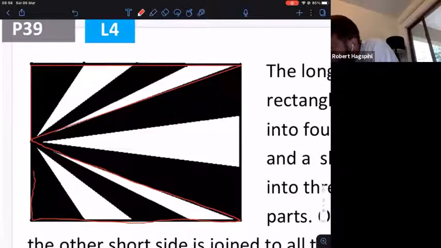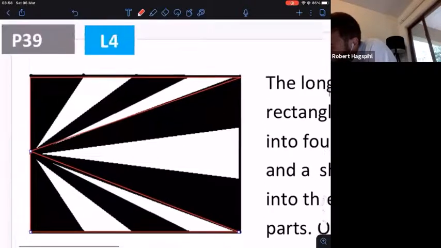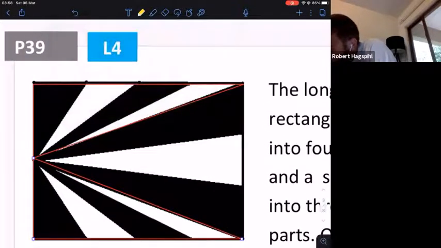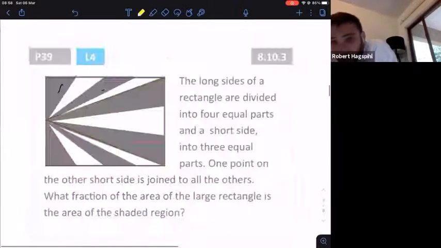This red triangle at the bottom here is also a quarter. Right. And this yellow triangle is a half. So maybe that will help.